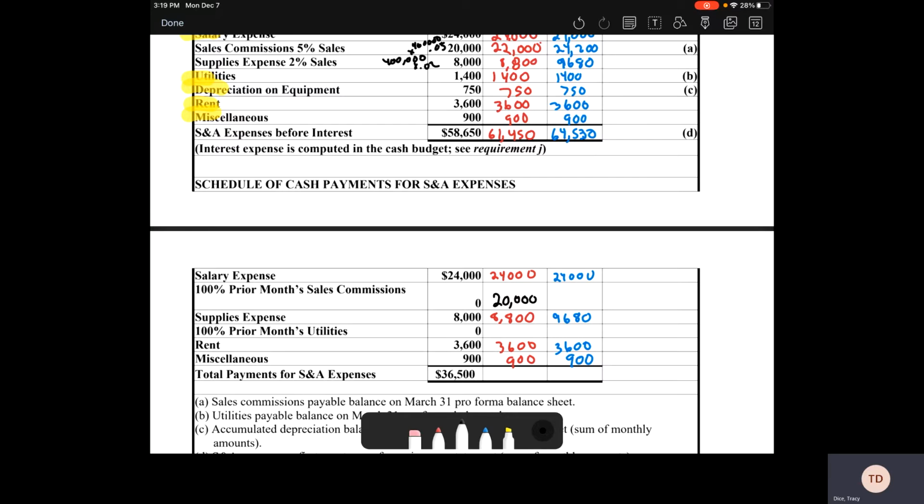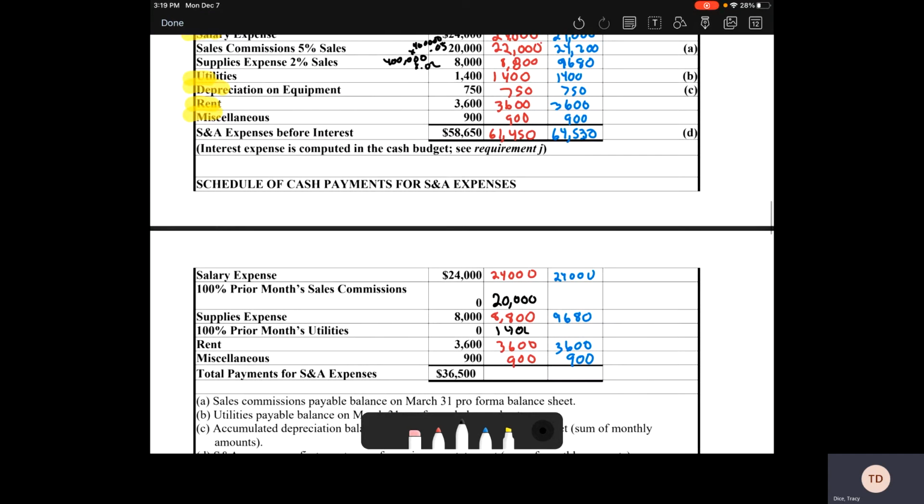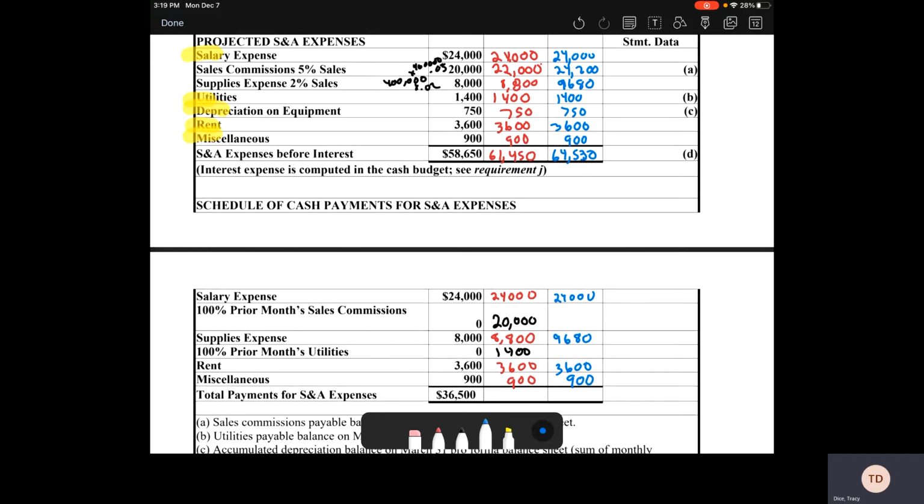Same with utilities. Even though we earn our utilities in January, we're not paying them until February. So that $1,400 of January's would be paid here. And then the same is true for March. The sales commission that we earned in February is now going to be paid in March. Oops, not 22.4, just 22. And the same is true for our utilities. Even though our utilities are the same, we still pay them. So we've now paid off the $20,000 and the $22,000 in commission, and we've paid these 2 months for utilities.